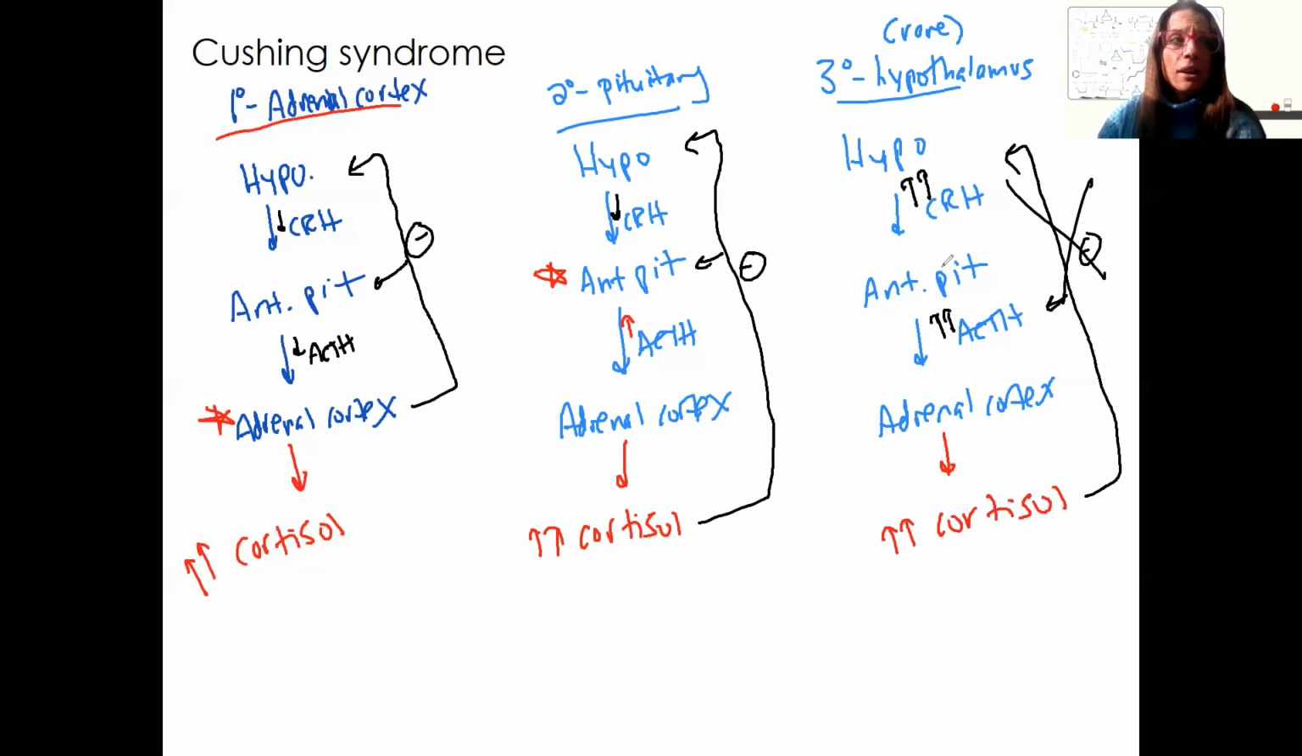You may have a tumor that's secreting CRH in the hypothalamus. So maybe some negative feedback is working, but there's just too much being produced. There can be variable causes, right?